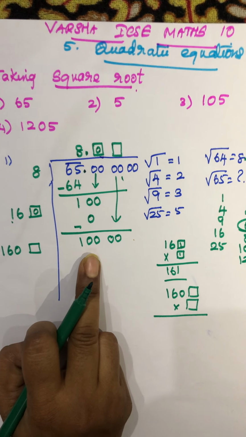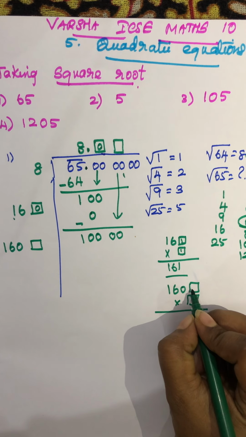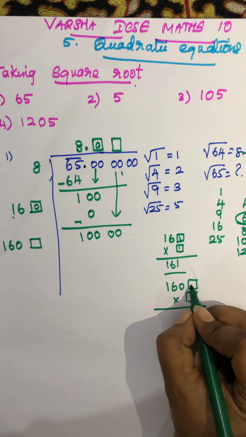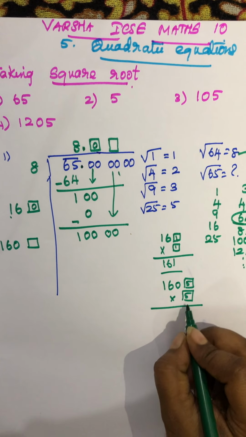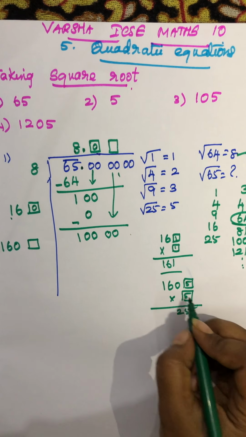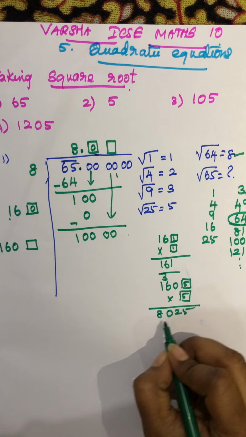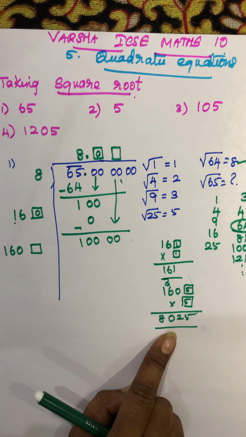Means 10,000. So you can give 5 or 6. Let me give 5. 5 5s are 25, 6 5s are 30, 3 5s are 15, 35. So it is 8025.